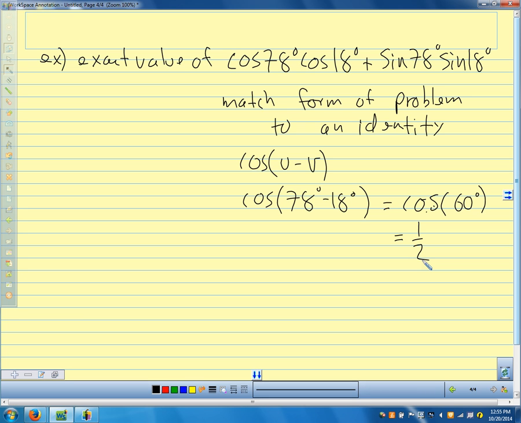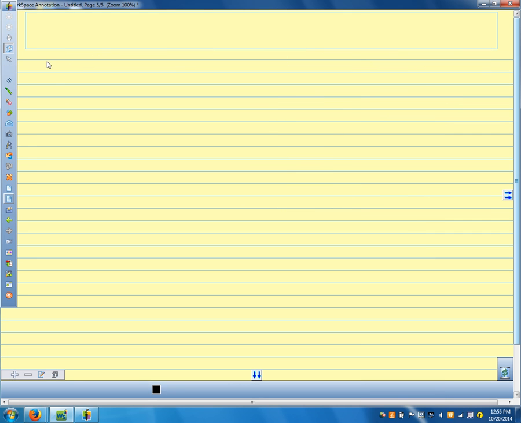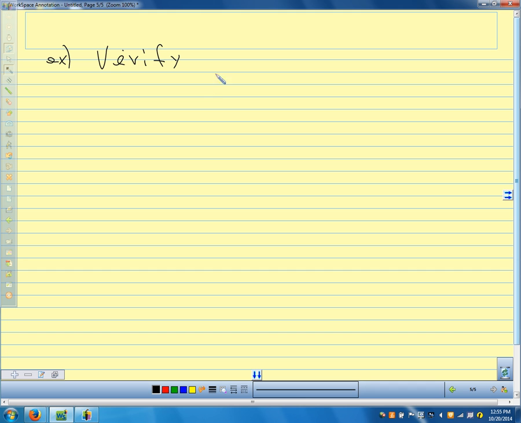All right, questions on that example? All right, here's one of our favorites, and now we know how to verify this. We want to verify our favorite cofunction identity, sine of 90 degrees minus x equals cosine x. We have the tools now to do this.